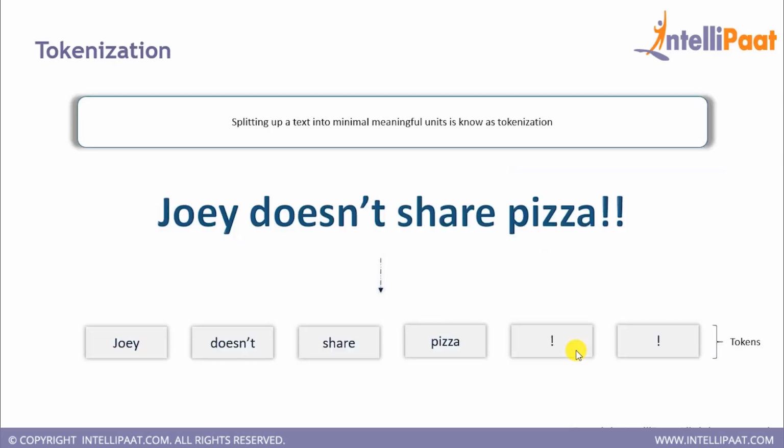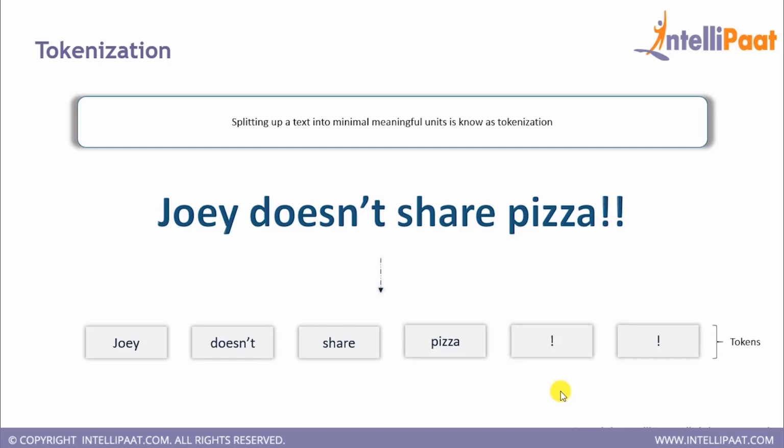Generally the first step in the NLP process is tokenization. In tokenization, we basically split up our text into individual units, and each individual unit should have a value associated with it. So let's take this example. We have a sentence, Joey doesn't share pizza, and we are splitting this up into individual tokens where each word is taken as a separate token and also the exclamation marks are taken as separate tokens. Now, we can use these tokens for another process like parsing or text mining.